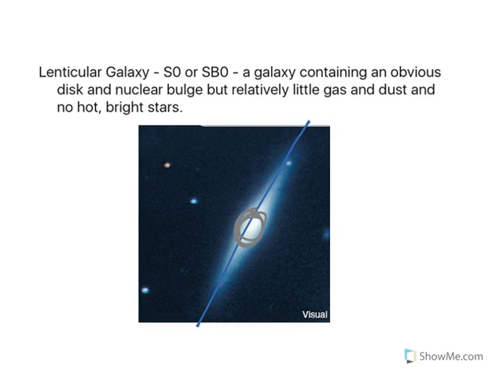And since this is a visual wavelength, and we don't see any clouds of dust here, we have a lenticular galaxy, as there's no spiral arms, but we do see a disk.